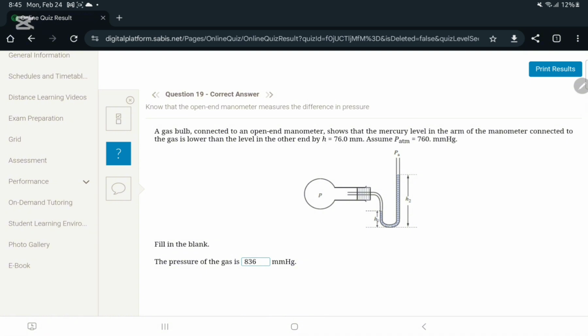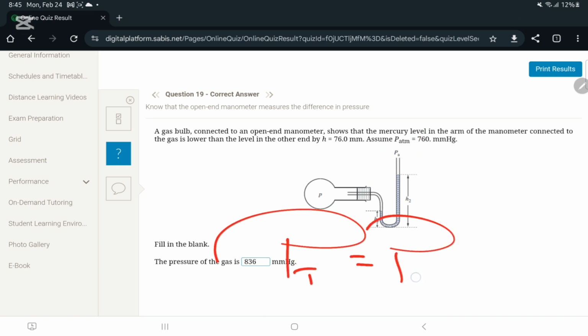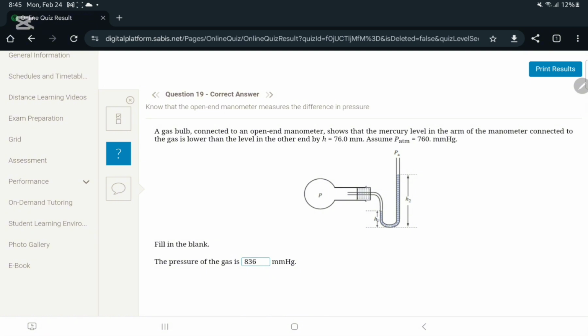Now for this question, we have this manometer and it's open end. We can see that there's an opening here. Therefore, the total pressure will be equal to the pressure of the liquid plus the atmospheric pressure. They said the mercury level in the arm of the manometer connected to the gas is lower than the other end by 76. So this arm is lower than the other arm by 76. Therefore, H2 minus H1 is equal to 76.